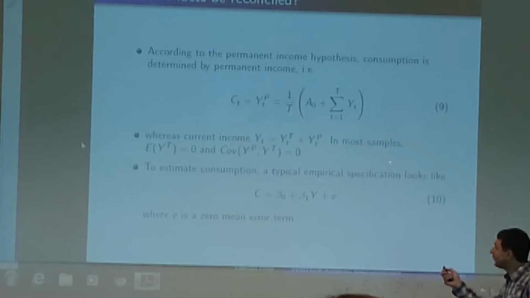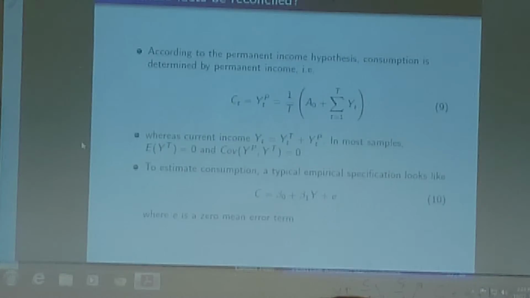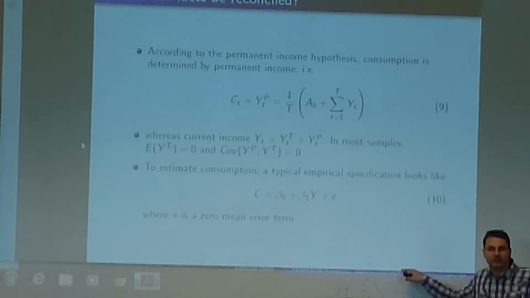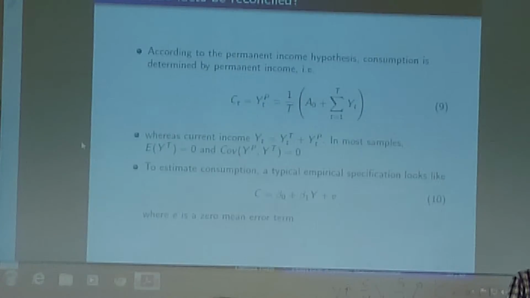Another finding from most samples is that permanent income and transitory income are not correlated. So there is no real correlation between permanent income and transitory income. They stem from different sources.